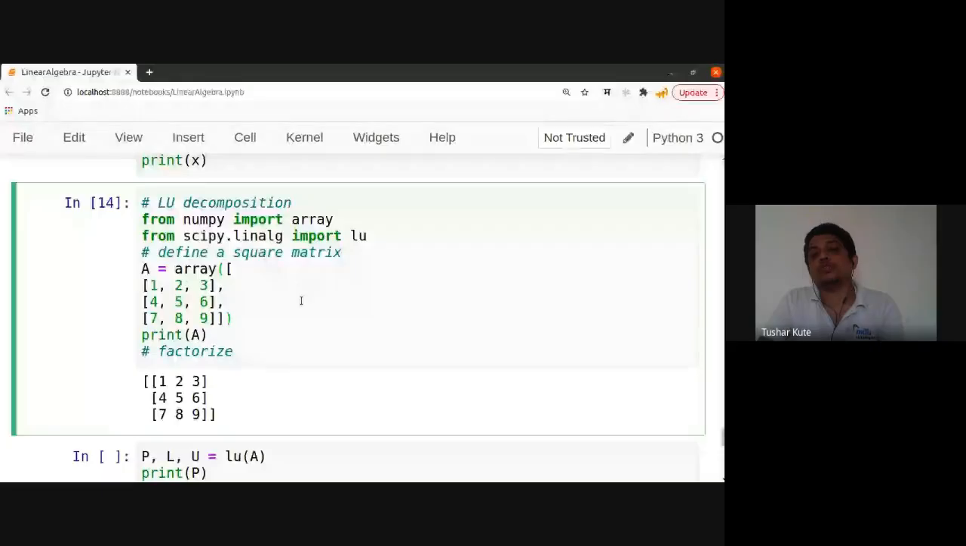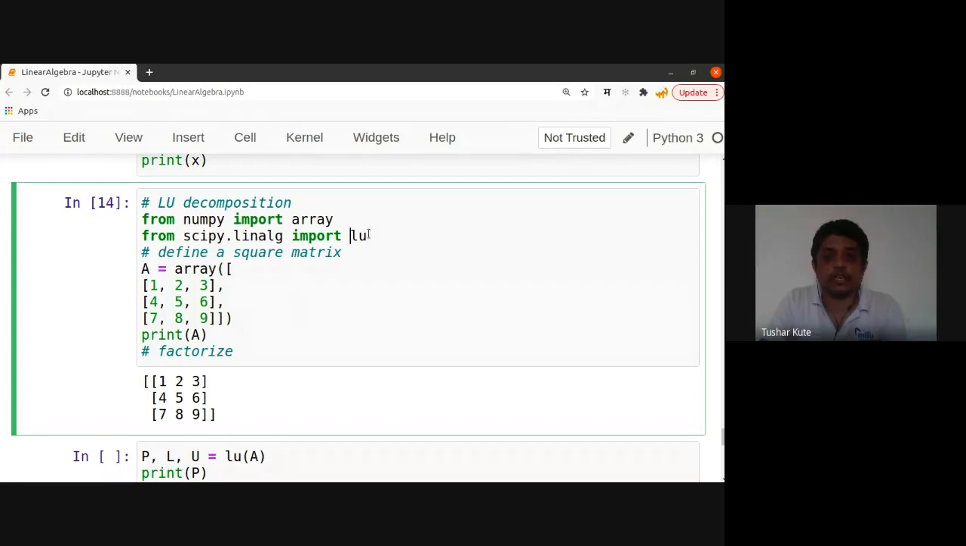The concept of solve is also there, that we can use. There's a function called solve, which is present in NumPy, and with the help of that function we can also solve linear equations. That's also possible. Let's see about LU now. LU decomposition. In the linear algebra package of SciPy, we have a function called LU.